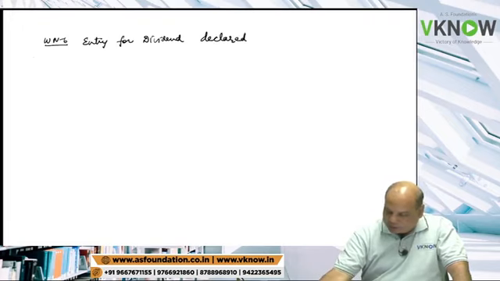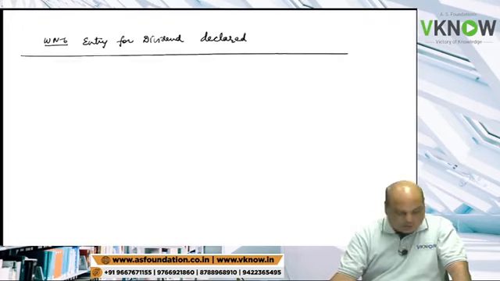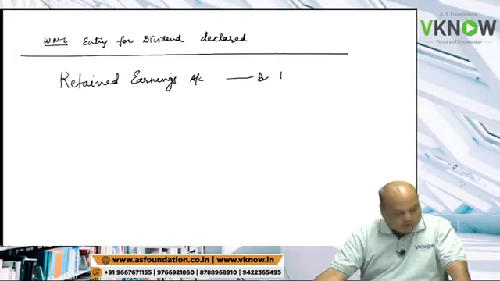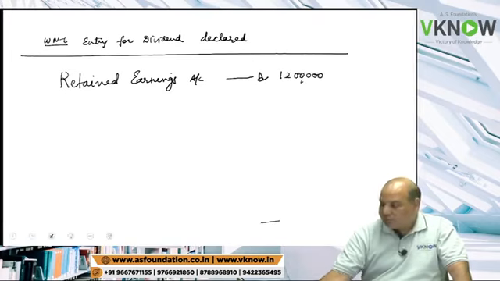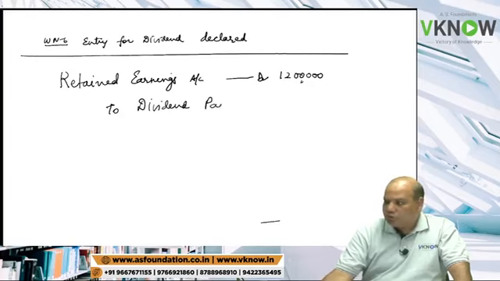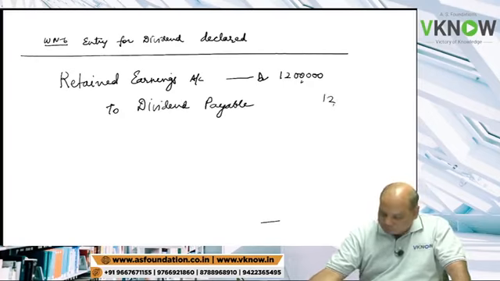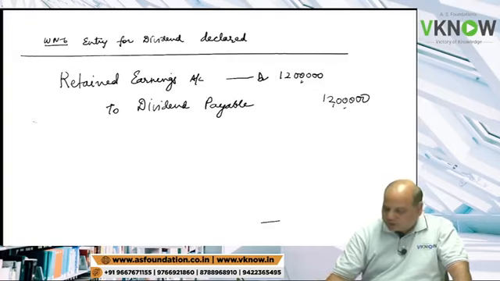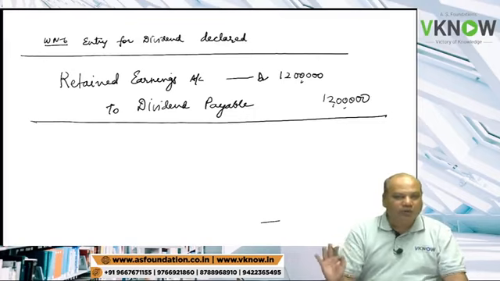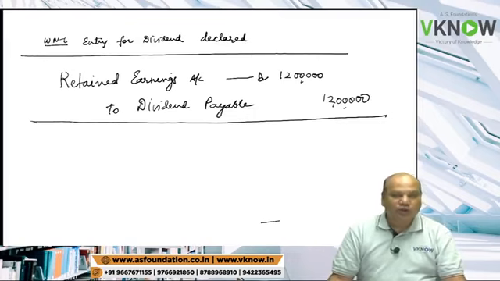Entry for dividend declared. The entry in this question will be: retained earning account debit 12 lakh to dividend payable 12 lakh. This is the entry this company has passed. The effect of that entry has gone in the balance sheet. So now let us transfer it to working notes number 1 and 2.